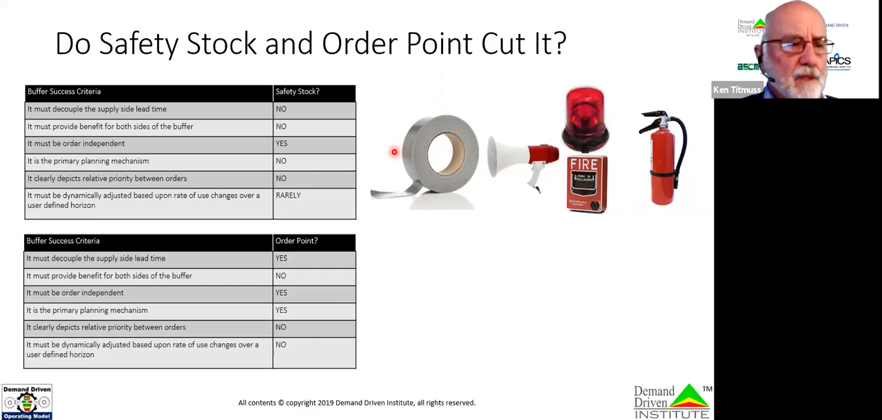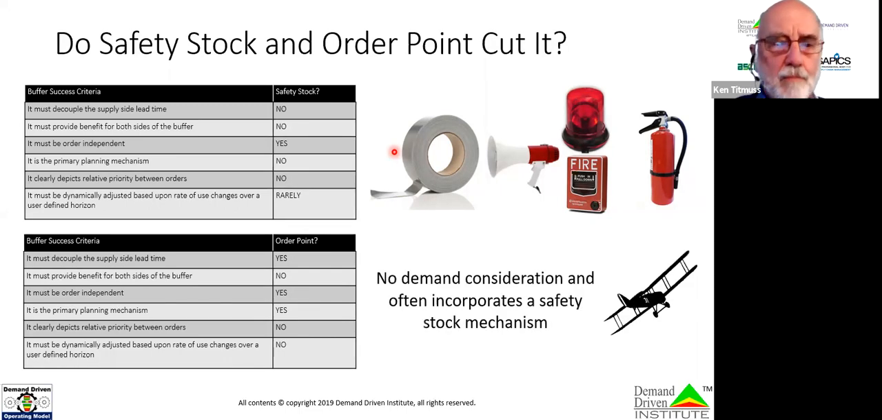If we look at reorder point, does that fare any better? Well, slightly. It does decouple, and it is the primary planning mechanism, but as far as other aspects of buffers are concerned, there's a no there. So that doesn't really match up to our DDMRP buffer. Also in reorder point, there's no demand consideration, and often it incorporates a safety stock mechanism as well.